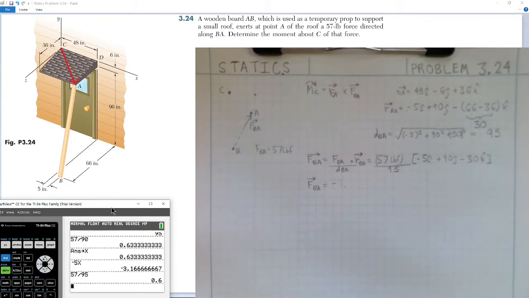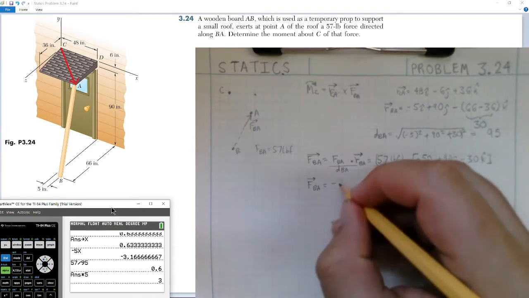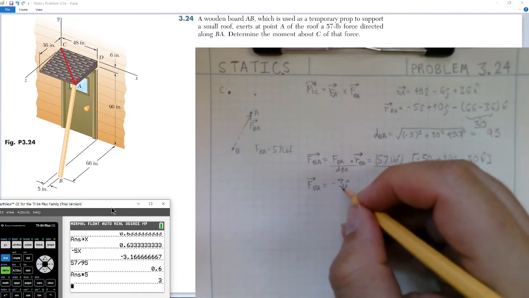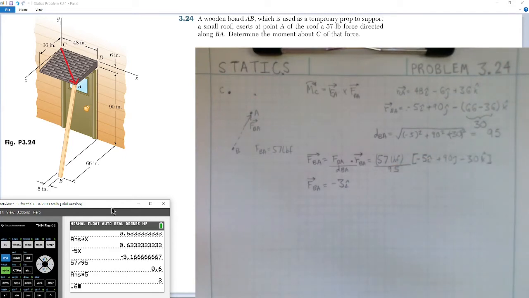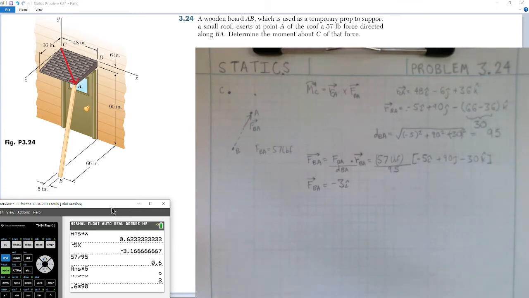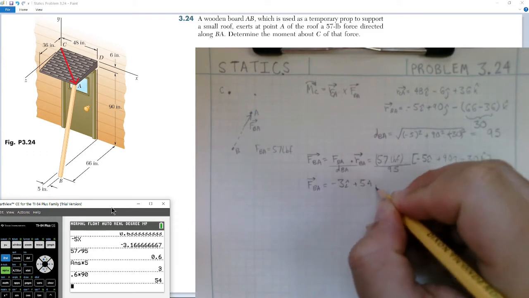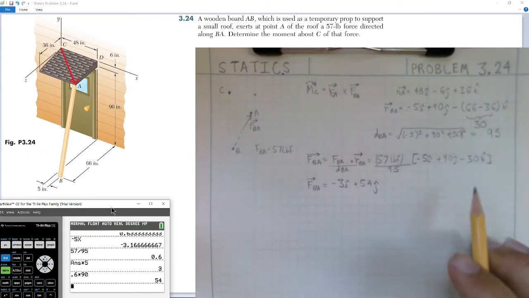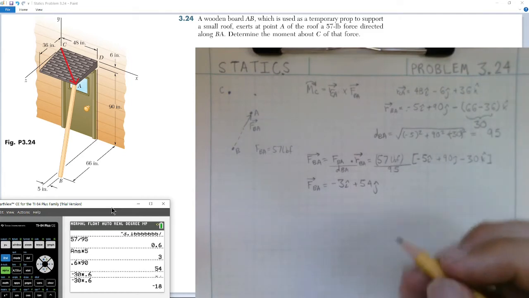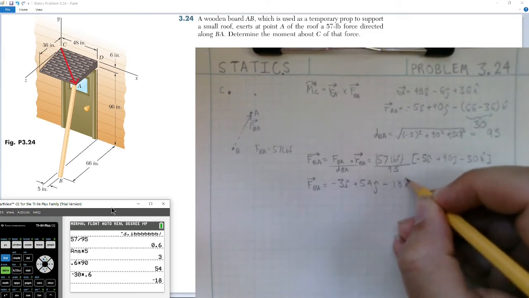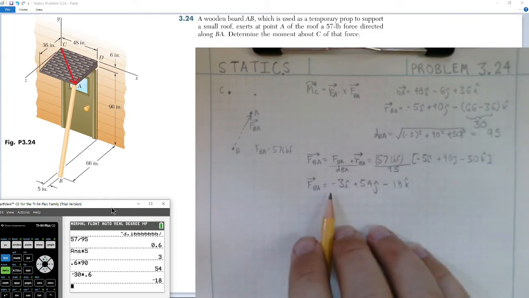Now I multiply 0.6, so 0.6 times 5. And it's negative, so it's -3 in the i hat direction. Good. Now we have 0.6 times 90. It's positive, so we have positive 54 in the j hat direction. And finally we have -30 times 0.6. So it would be -18 in the k hat direction. Good. So now we have our force b to a.